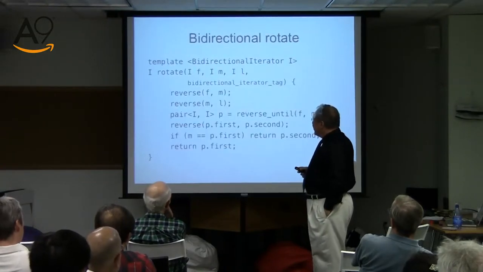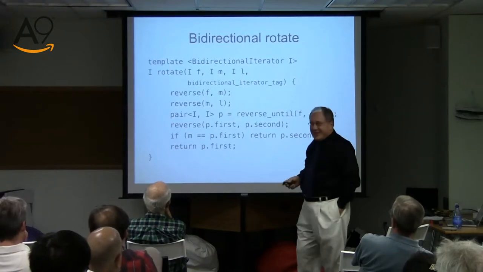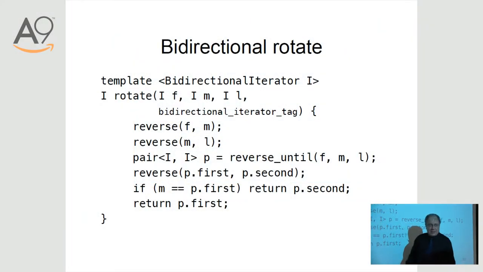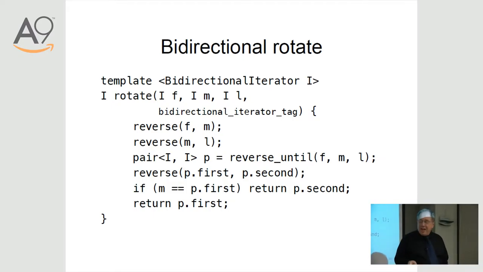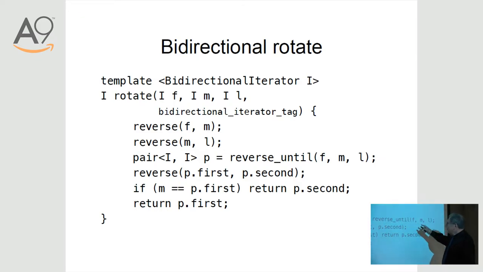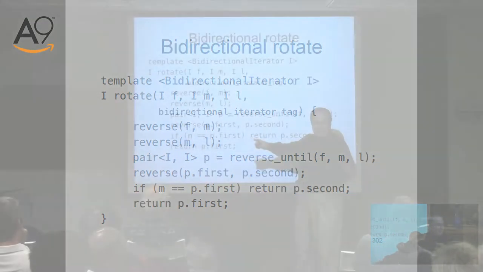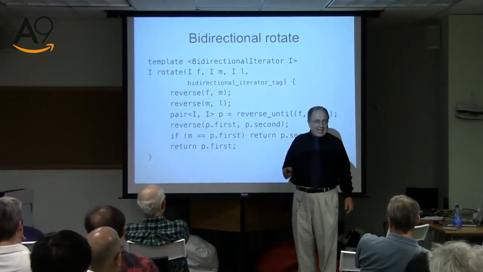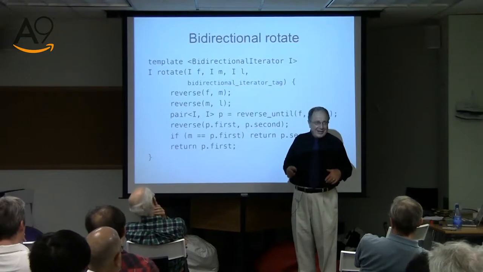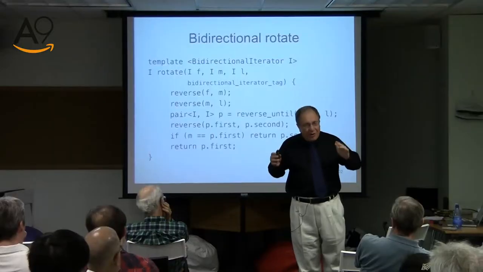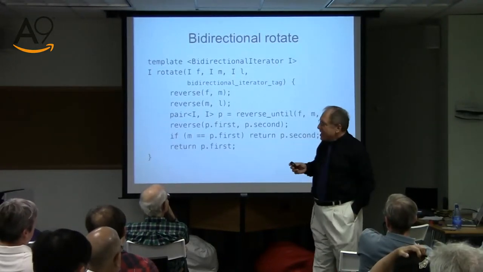So then there is this beautiful algorithm, Lo-Ho, I should have said, rotate. We do reverse and reverse. This is simple. We reverse subranges. Then we do reverse until, and then we reverse the rest. But we save the value returned by reverse until. And we check which one of them is the right one, which one hit the middle. And we return it. And we're done. We are not doing any extra work. This is the beauty. I mean, the whole point was to find the new middle without doing extra work. So now we have three versions.